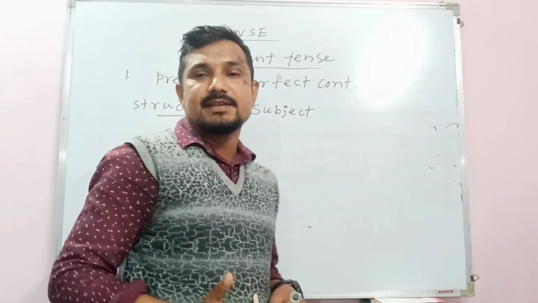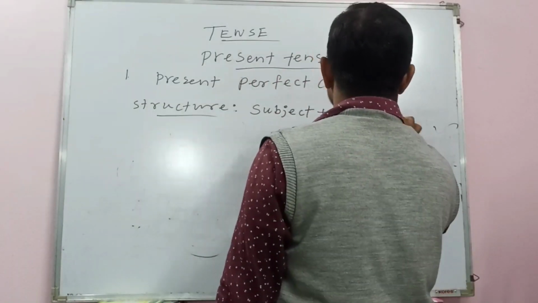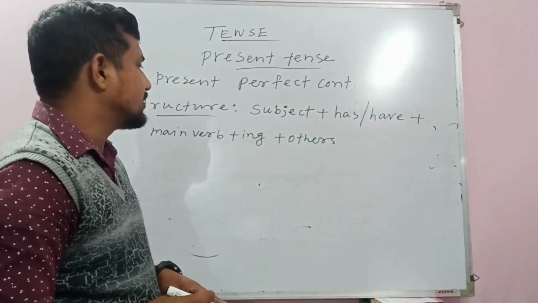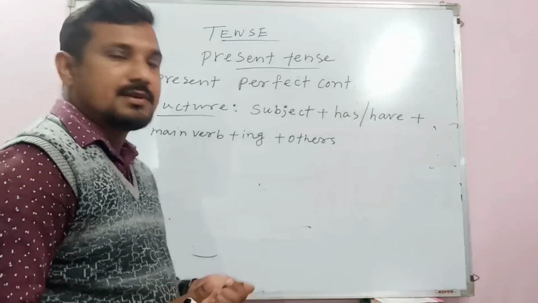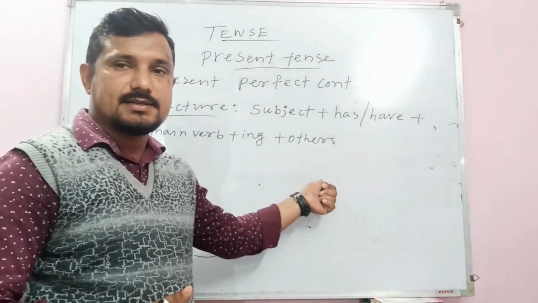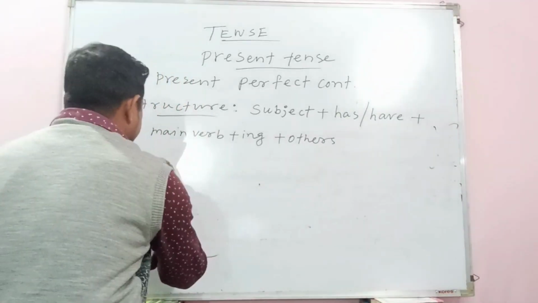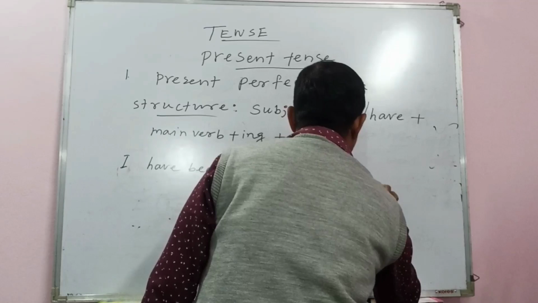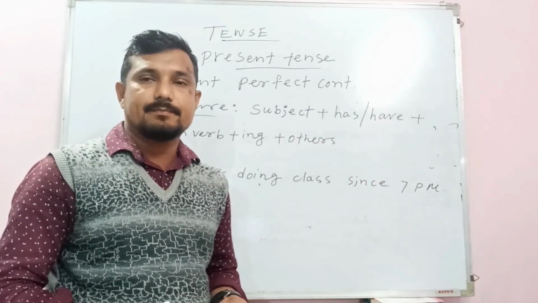Now I discuss the very structure of present perfect continuous tense. This is the formula of present perfect continuous tense: subject plus has or have plus been plus main verb plus ing plus others. As for example, I have been doing class since 7 p.m.